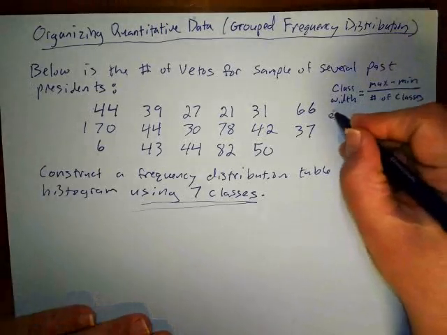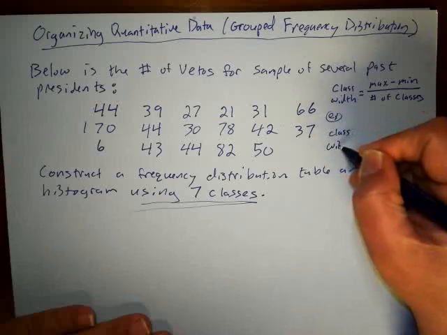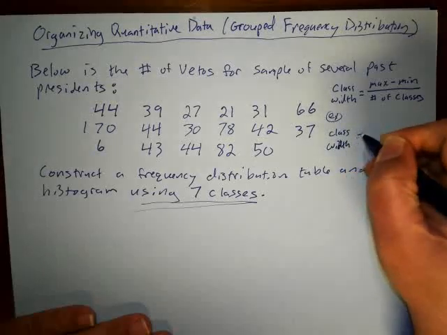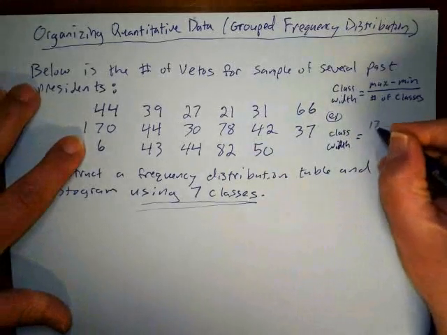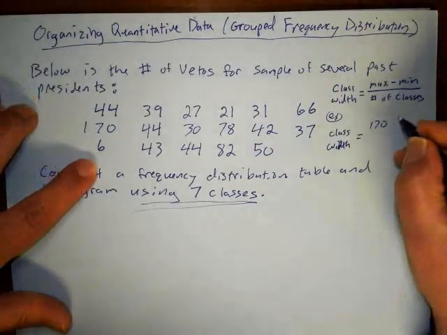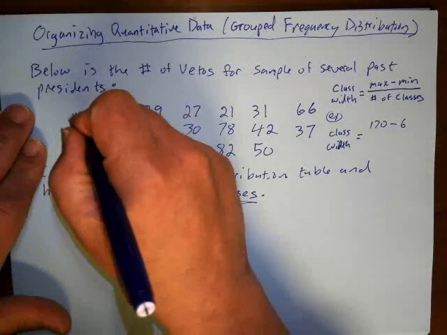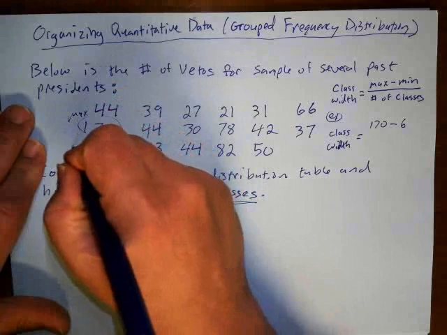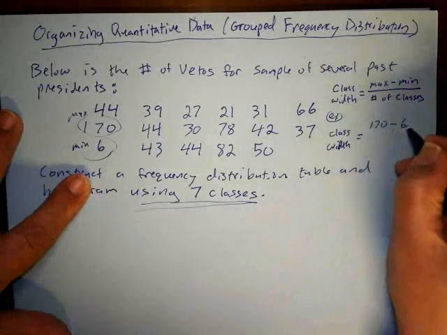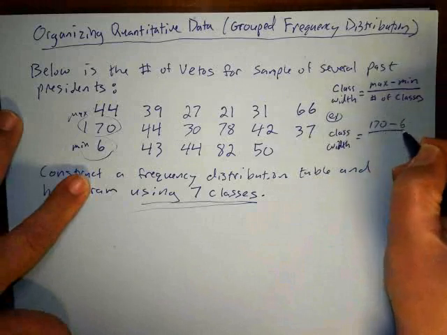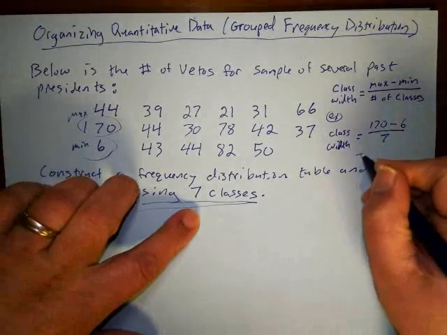So for the example here, my class width, here, the maximum value is 170, and the minimum value is actually 6. Okay, so this one is the max, and this one ended up being the minimum. Okay, so I'm going to take 170 minus 6 divided by 7. We're going to use 7 classes. Okay.